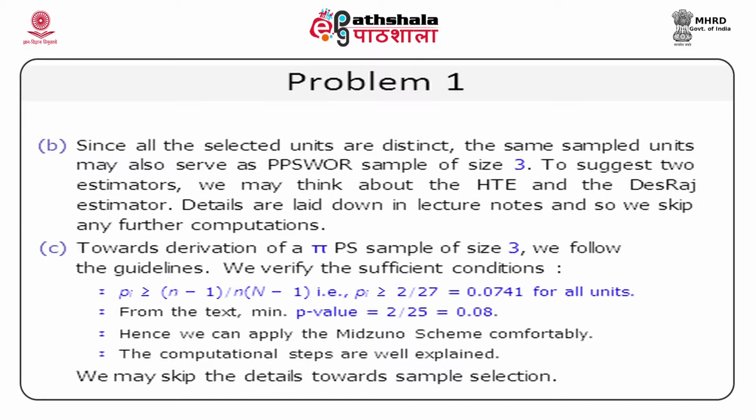Now, from the text given data, we find that the minimum p value is 0.08, therefore, the condition is satisfied. We can comfortably apply Mizuno scheme and draw a sample of size 3. The scheme says the first unit has to be drawn differently, other 2 units by simple random sampling without replacement. The computational steps have been well explained in the text, so you can take it up, and once you have the sample, then you can work out the estimates and the detailed things.